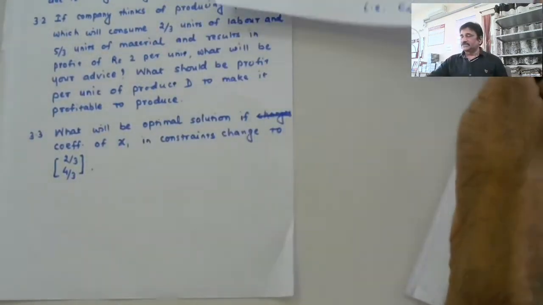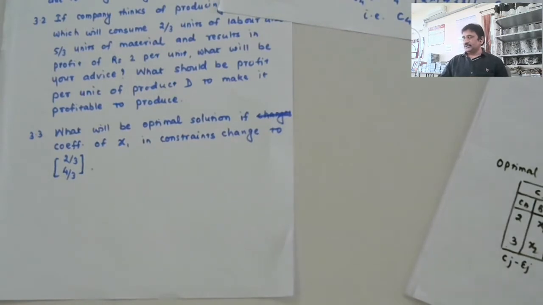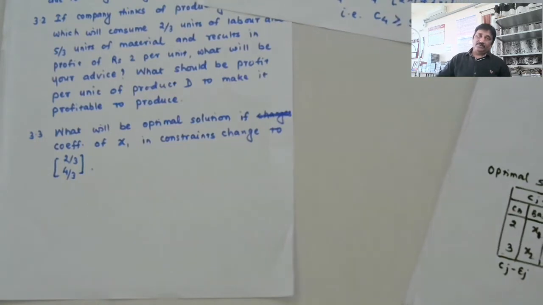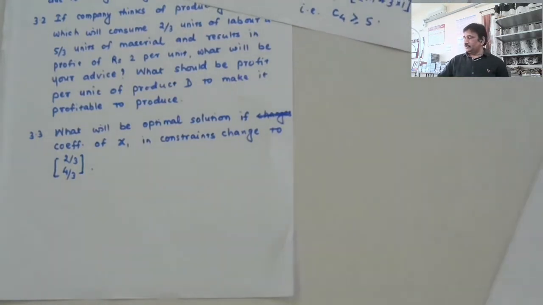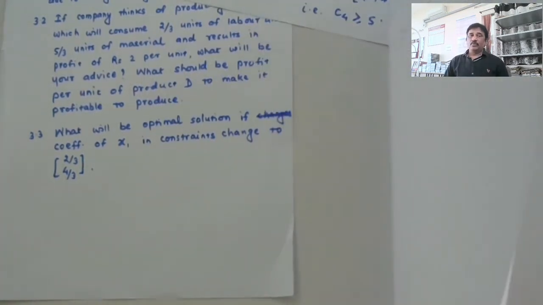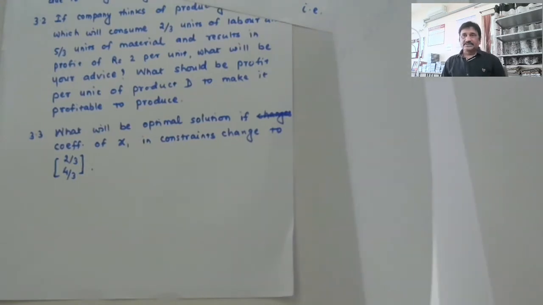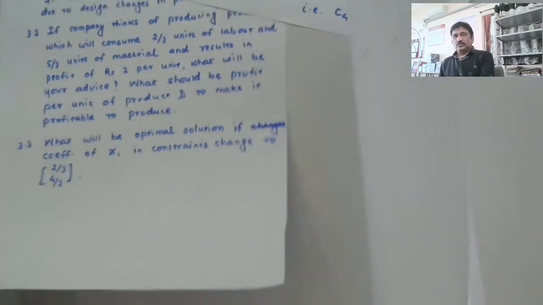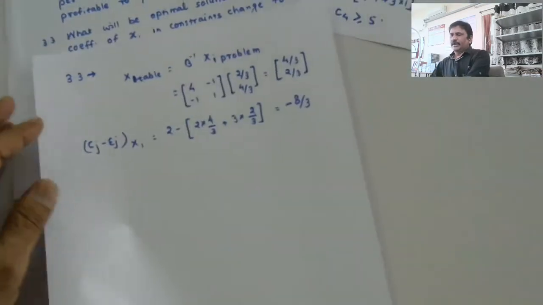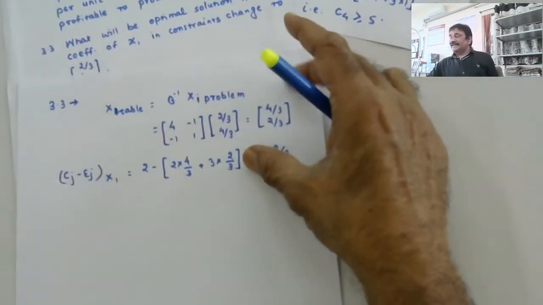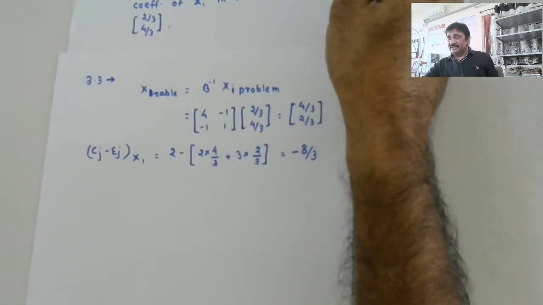What is the third question? What will be the optimal solution if the coefficient of x1, now what has happened to coefficient of x3 is happening to coefficient of x1. What will be the optimal solution if the coefficient of x1 in constraints change to 2 by 3 and 4 by 3 respectively in first and second constraint, right?